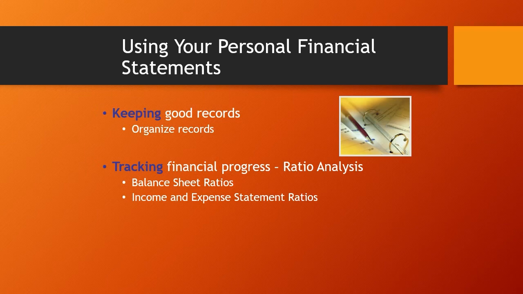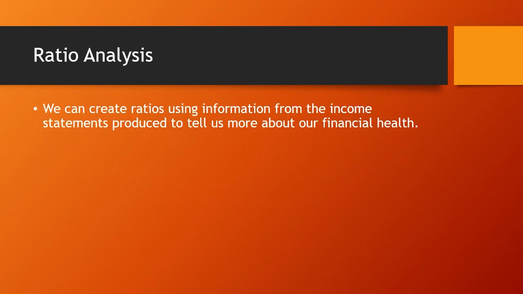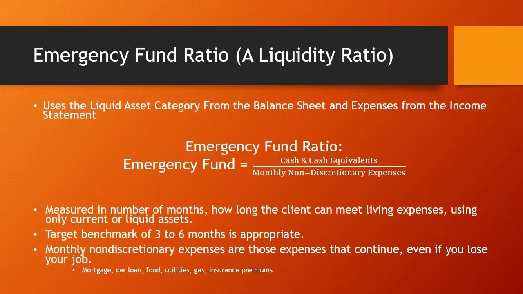So that's how balance sheets, income statements, the ratio analysis, and the vertical and horizontal analysis can help us, right? And so we can use ratios from any of those two statements we used before. And then we're still going to do another financial statement, and that's the budget. We'll look at that in a bit. So we can create ratios using information from income and balance statements to tell us more about our financial health.